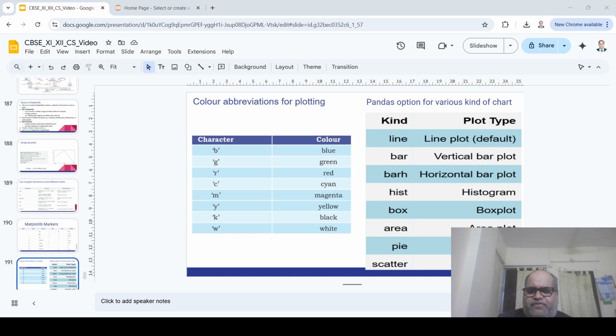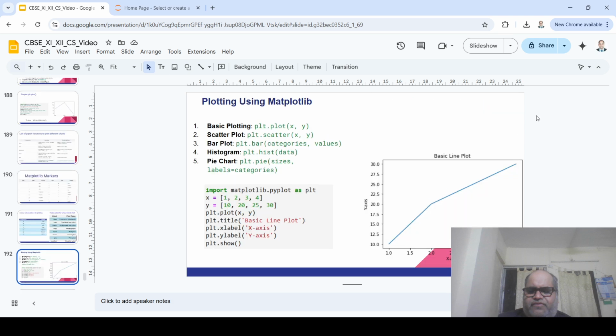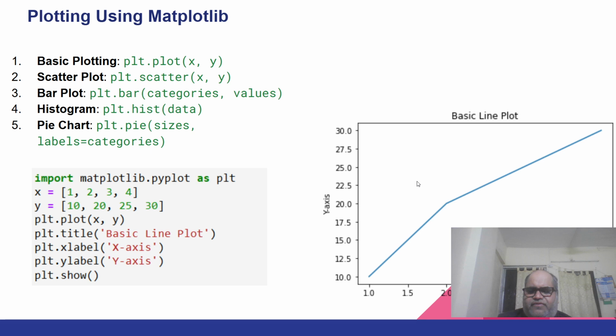So we were talking about various chart types. Now, to call them, simply plt.plot for a basic line plot, plt.scatter for a scatter plot, for bar, plt.bar, and you can provide categories and values. For histogram, plt.hist, and then your data. For pie chart, plt.pie, where you can give your labels as categories.